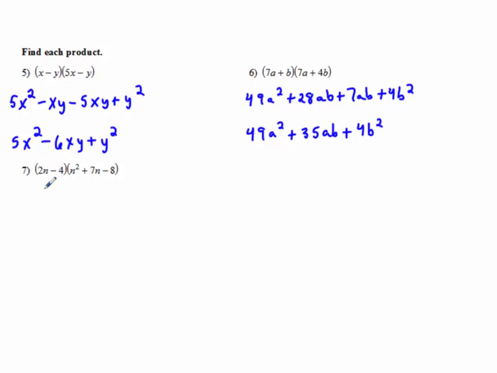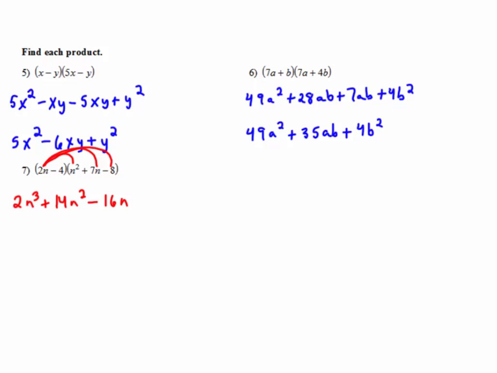This last one under find each product, number 7, has too many terms in the second parentheses to FOIL, so it's like we're distributing twice. So I do 2n times n squared, and I get 2n cubed. And then I do 2n times 7n and get 14n squared. And then 2n times negative 8 is negative 16n.